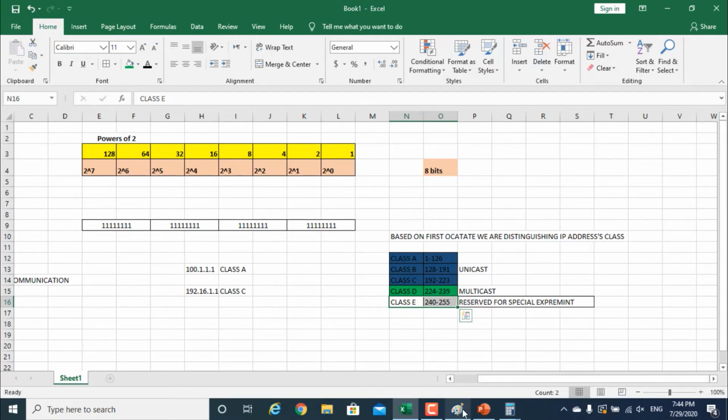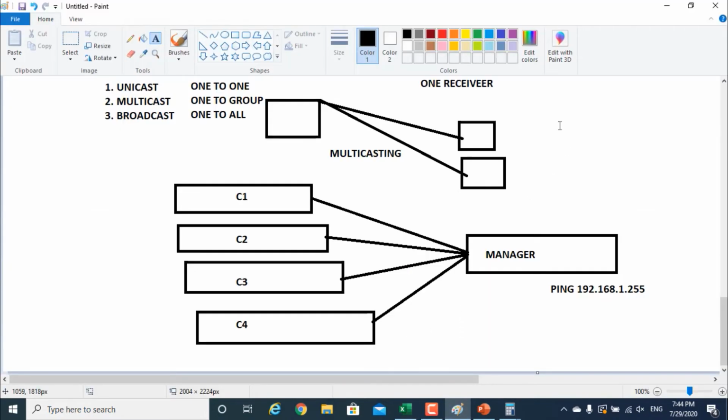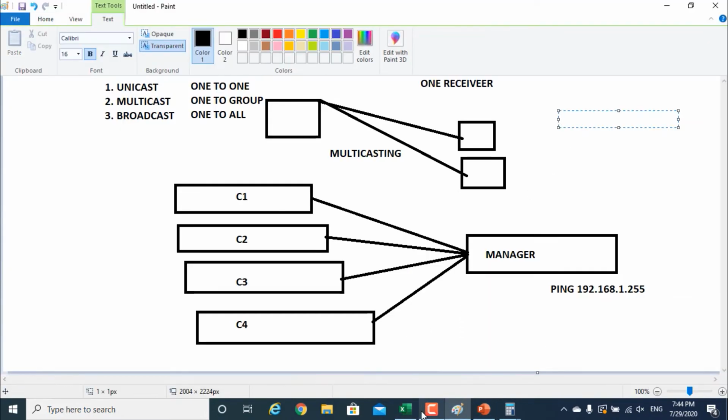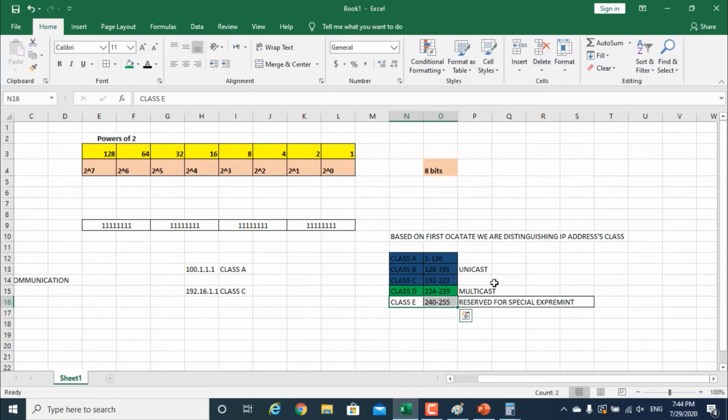For CCNA and CCNP level, we are going to use the type of communication which is unicast. At CCIE, the expert level of routing, switching, or enterprise, you will understand how to assign multicast IP addresses. We are only dealing with communication one by one, so until the end of CCNA we will focus on the first three classes.